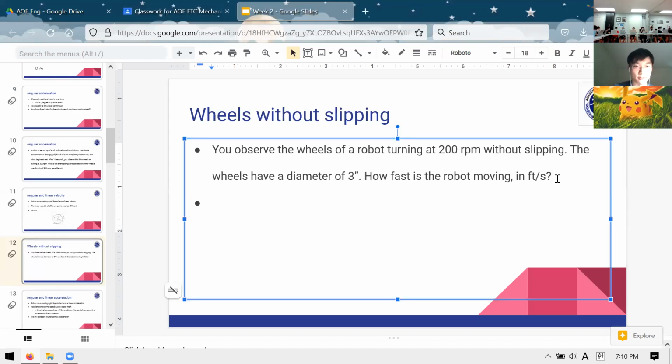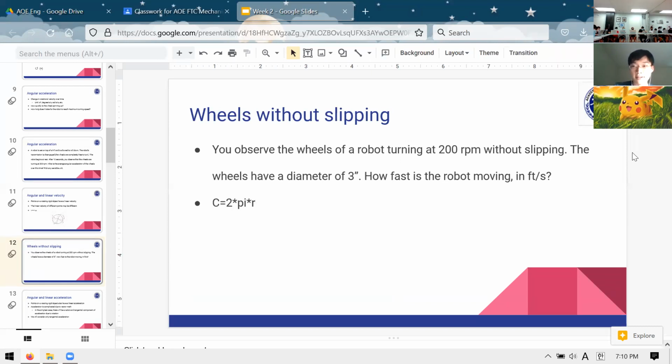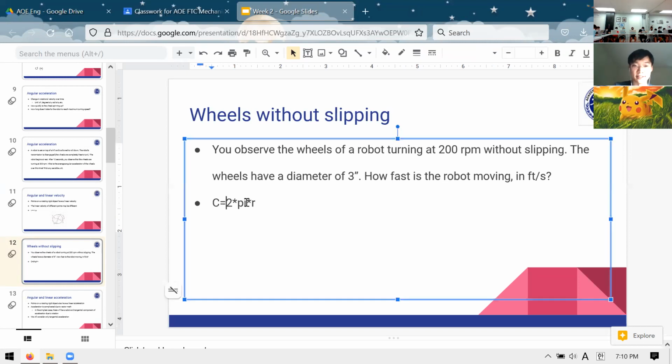I guess for those of you who forgot, the circumference of a circle is 2 pi r, or pi times d perhaps.